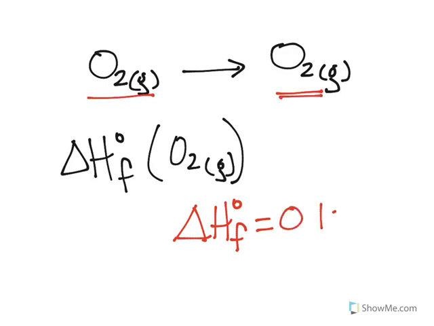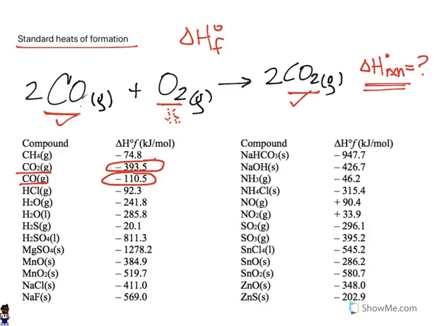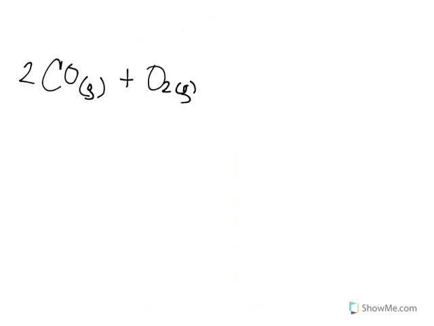Very good, you guessed it. Nothing. It turns out that all elements in their elemental state have a standard heat of formation of 0 because there's no enthalpy change for it to remain the same. So it turns out that we know it as well. It's 0. So as I had said from the very beginning of this video, 2CO plus O2 yields 2CO2.